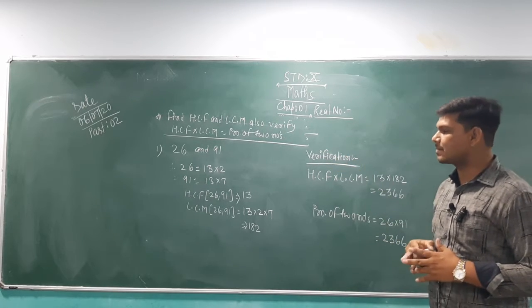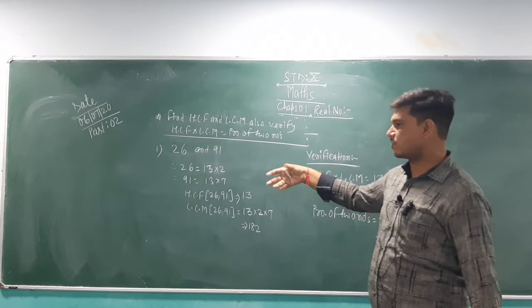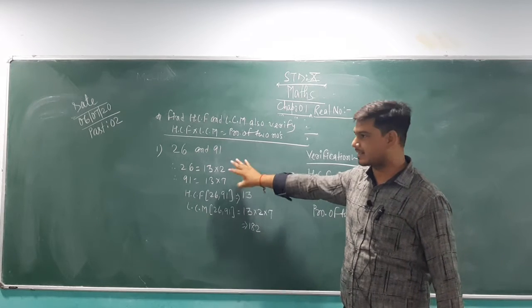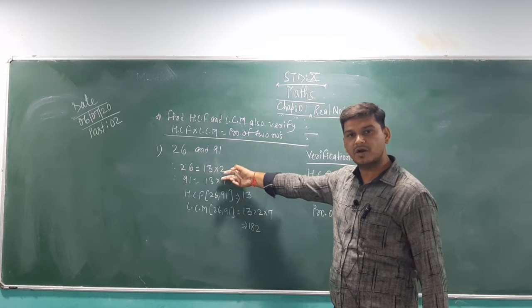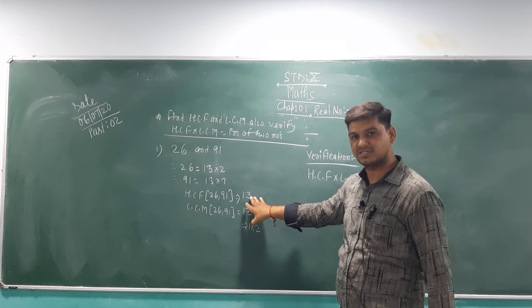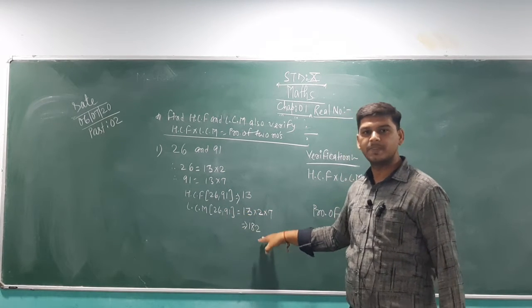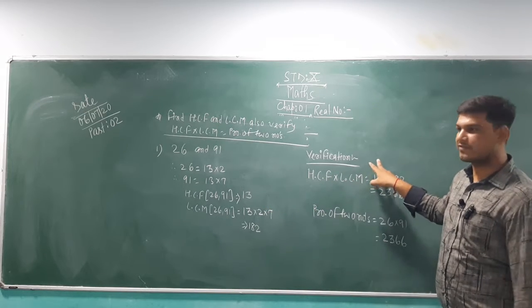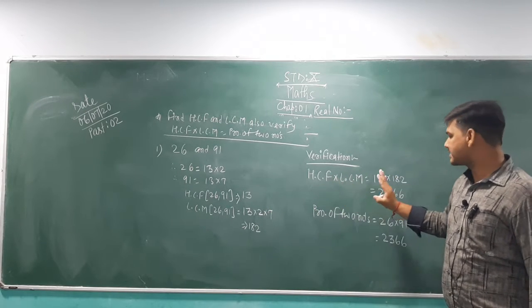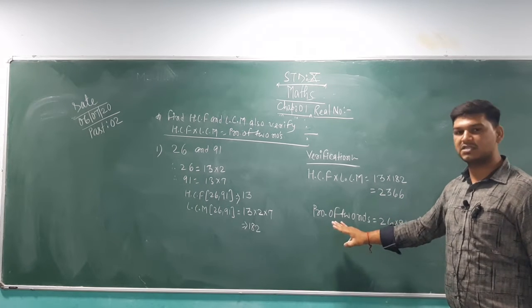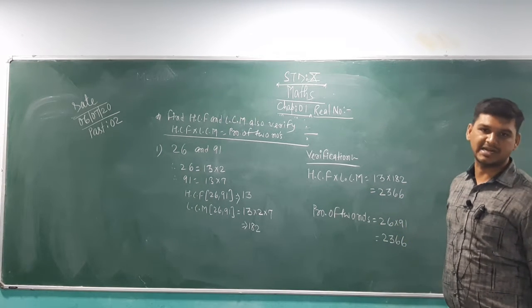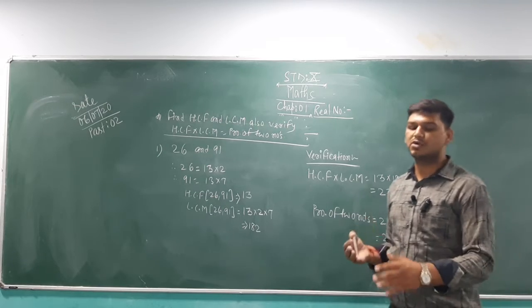HCF and LCM of two numbers, generally we have to find out using the product of prime factors, in which 26 and 91 are converted into a product of prime factors. That will give HCF as 13 and LCM as 182. Now, as a second form of verification, HCF into LCM equals what? 13 into 182 will be 2366, as well as the product of the two numbers, 26 into 91, that is 2366. So both will be the same.